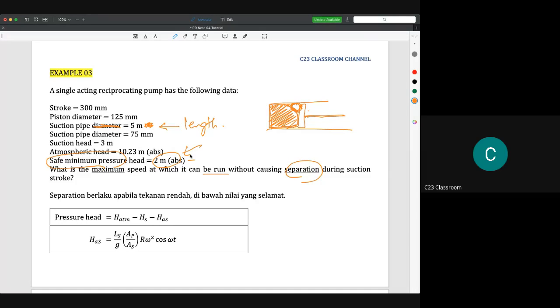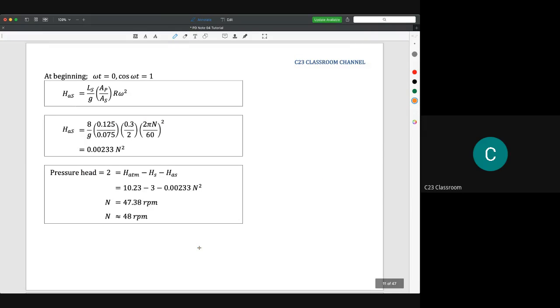So first we need to calculate the pressure head inside the piston pump. In the suction, we know that the equation is atmospheric head minus suction head minus acceleration head. And this is the equation for the acceleration head. We focus at the beginning, because at the beginning this is a very critical point where we need to create vacuum, and that vacuum is the important point to make sure that water can be sucked into the piston bore.